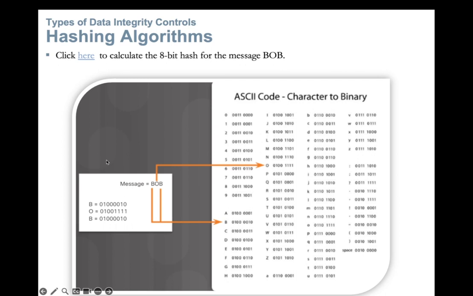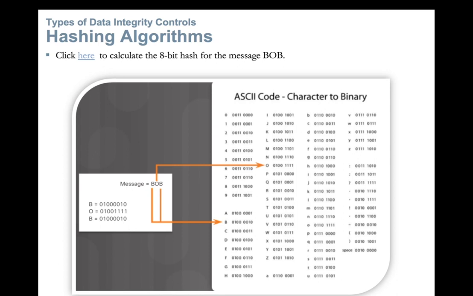So convert this BOB to binary using the ASCII code for B, O, and B. You can see here for B, the ASCII code is 01000010. For capital O, the ASCII code is 0100 and all ones. So that is the first step in the 8-bit hashing or the 8-bit checksum.